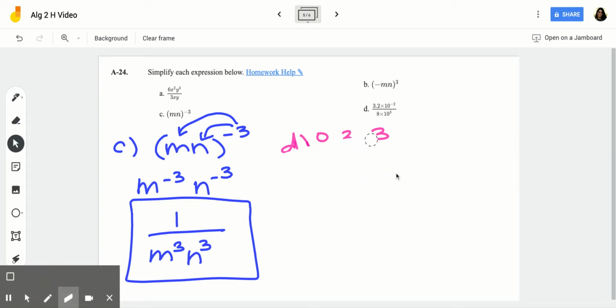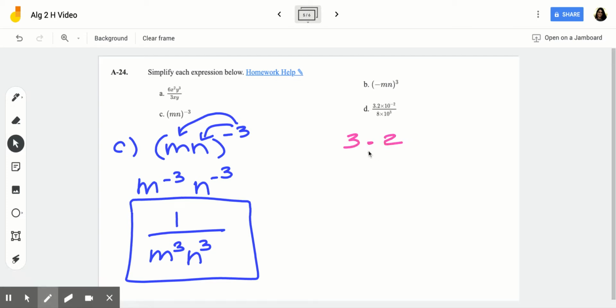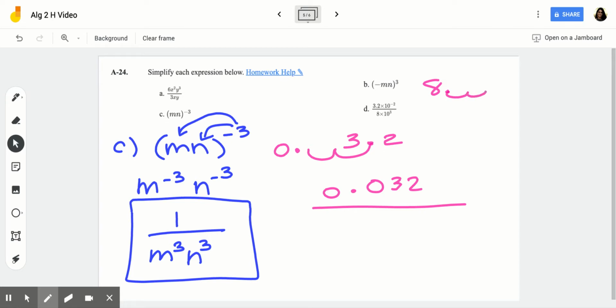I'm going to redo this real quick so that I don't confuse you. Okay, so 3.2. Since this is negative, I'm going to move this 1 space and 2 space. So my decimal point ends up right there. 0.032. So that's the top number. Now let's think about 8 times 10 to the 3. That means this decimal moves 1, 2, 3. So it'll become 8,000, which makes sense. 8 times 10 to the 3 is 8,000.